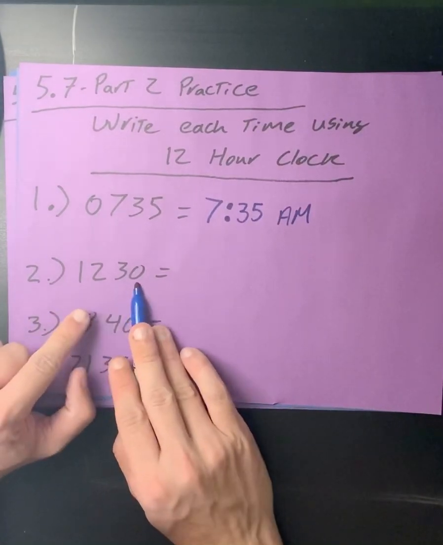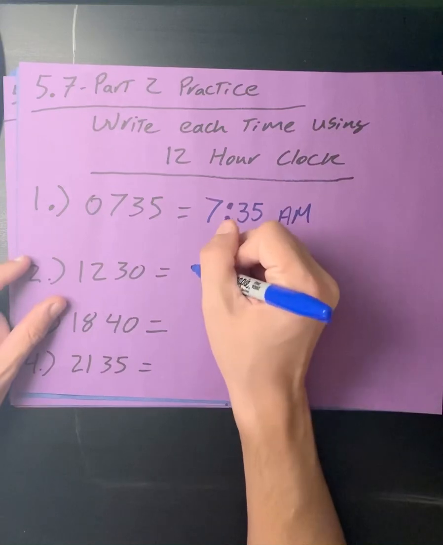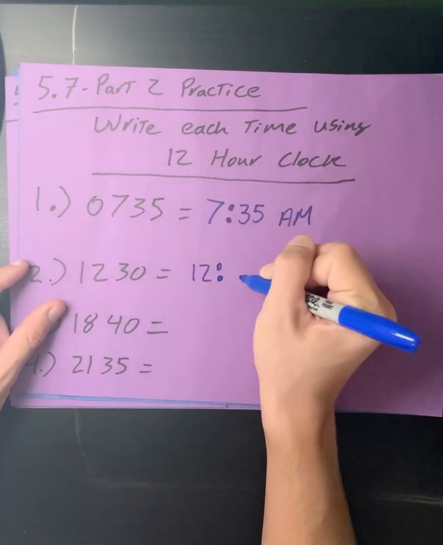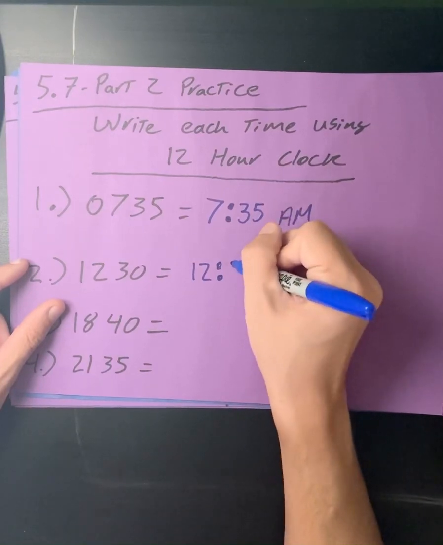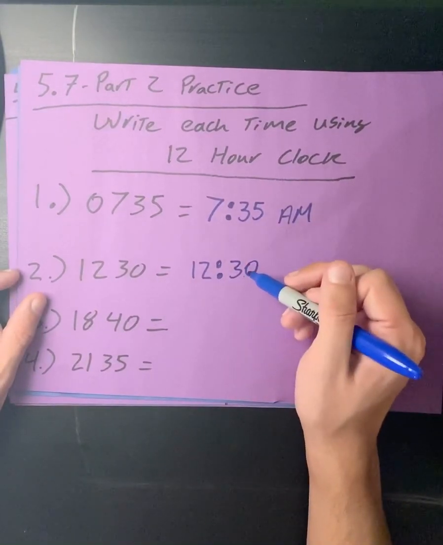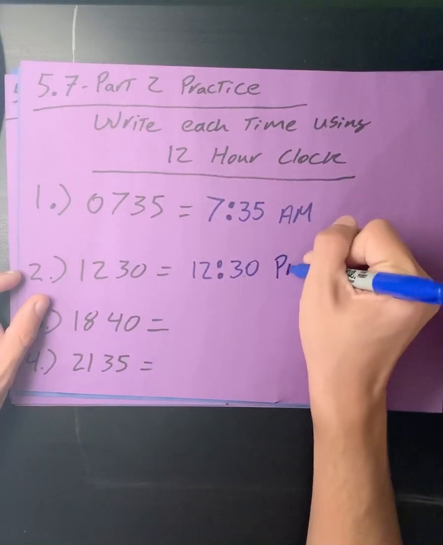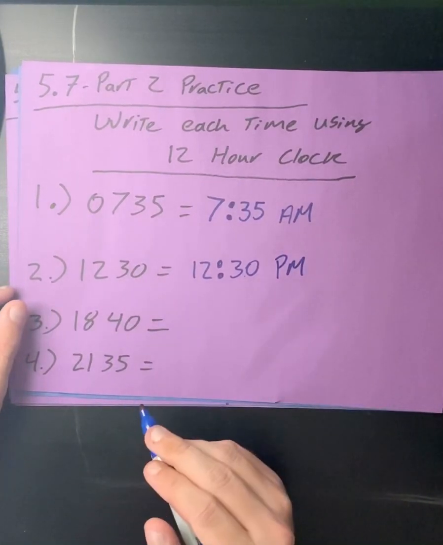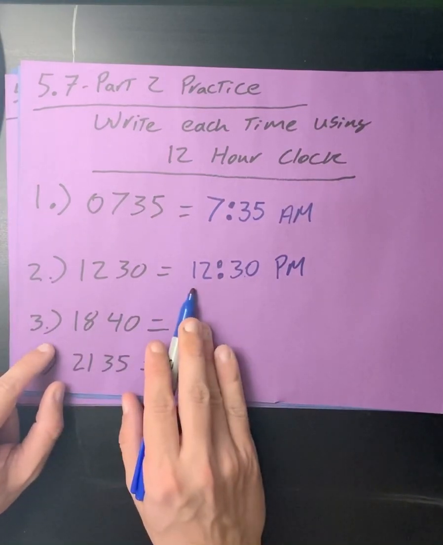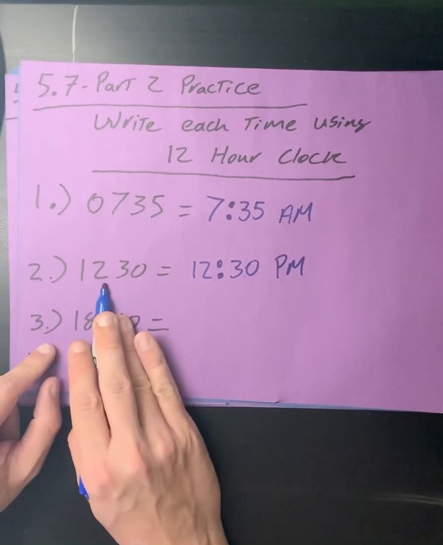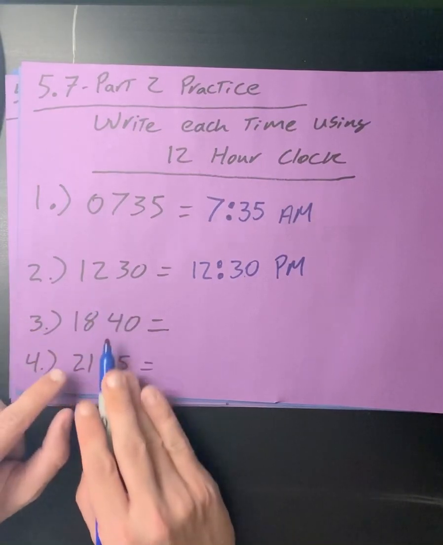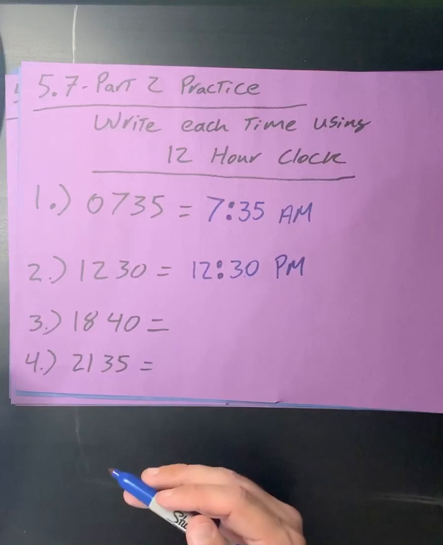For 1230, I'm going to convert that into 12, put my colon between the hundreds and thousands places, and put my 30 minutes. Now 1230 is PM, or afternoon. I did not need to subtract because it was a number between 0 and 12, but for my next two numbers, I will need to subtract.